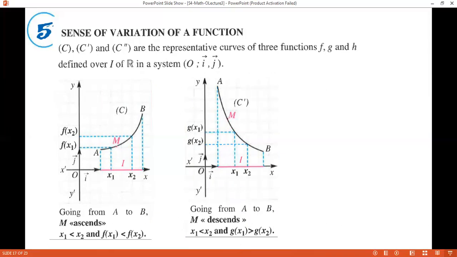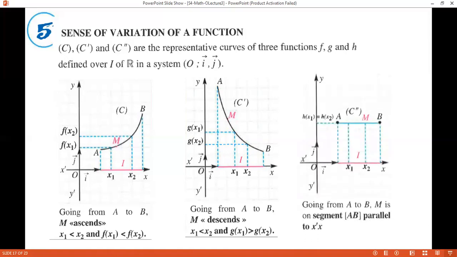Okay, so again, take just any two points, x1 and x2. If f of x1 is less than f of x2, it's obvious that the function is increasing. But if g of x1 is greater than g of x2, then the function is decreasing. But if for every x1 and x2, h of x1 and h of x2 are equal, then the function is constant, or it's parallel to the x-axis. Okay? Those were only explanations.